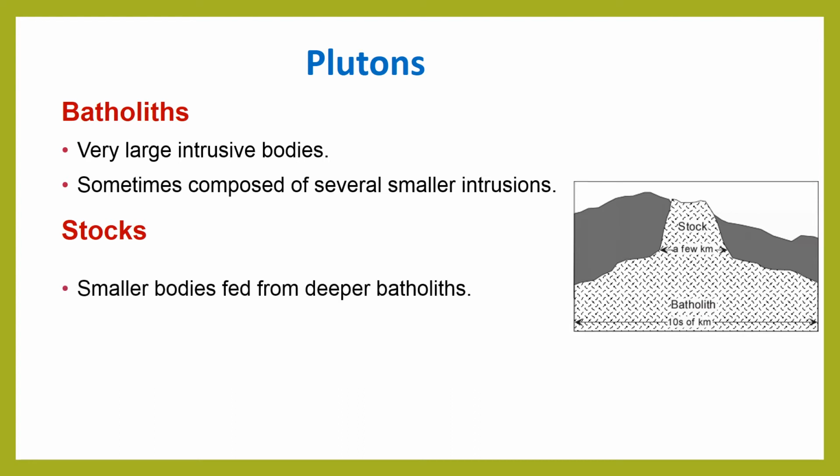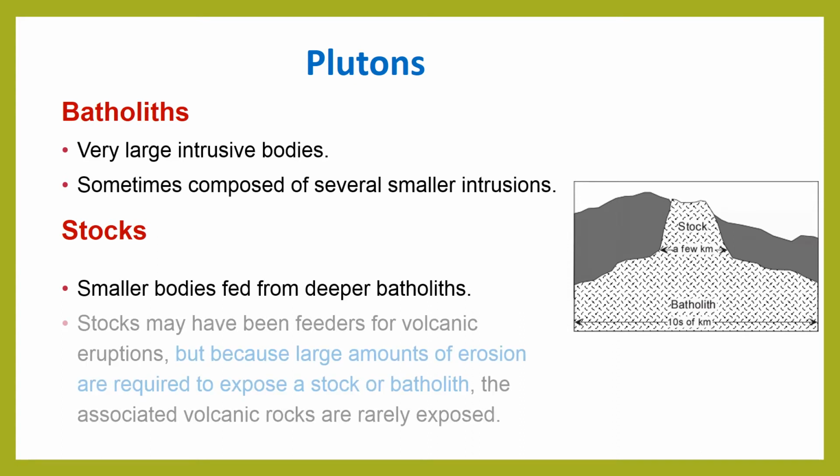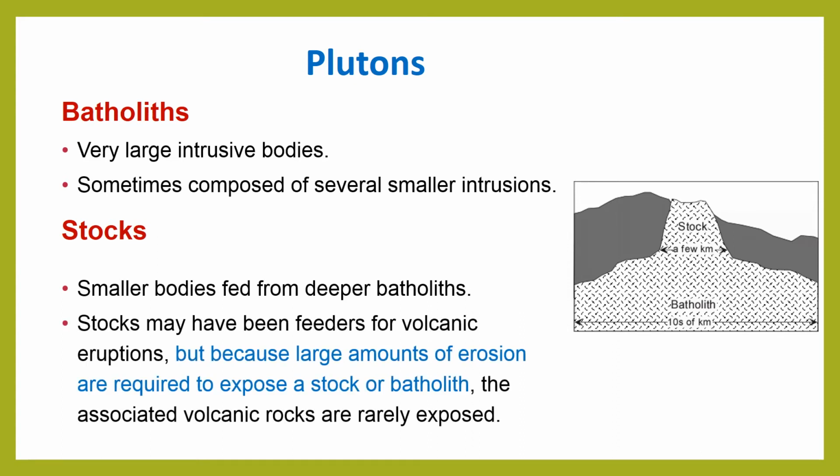So how about stocks? Stocks are smaller bodies than batholiths. They are fed from deeper batholiths, so their magma comes from the batholiths. You see them on top of batholiths here, the stock. And they have been feeders for volcanics. They feed the volcanic eruptions. But because a large amount of erosion is required to expose a stock or batholith, the associated volcanic rocks are rarely exposed. And the figure on the right shows that very well.